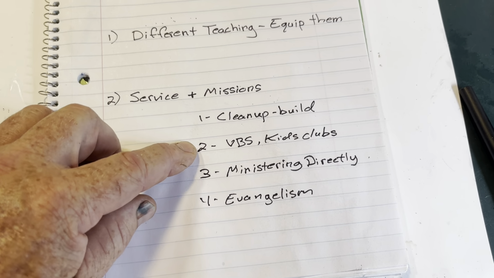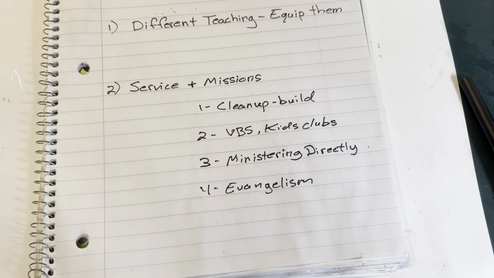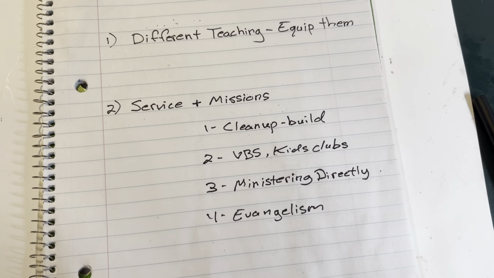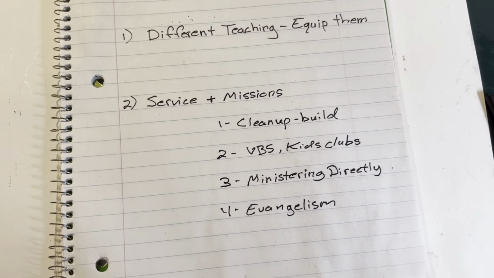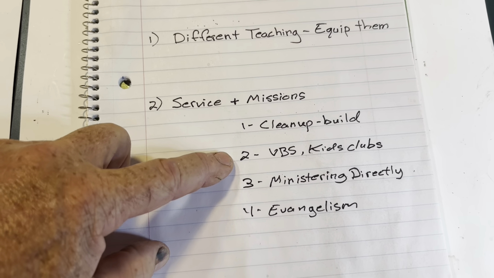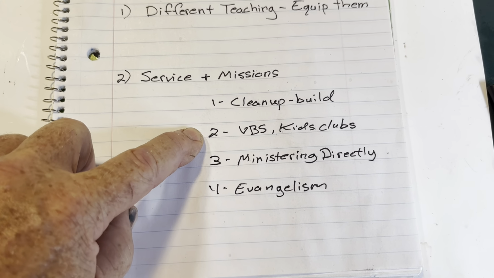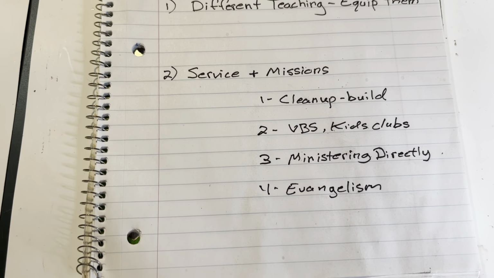Maybe another level is, I'm working on a curriculum, it's mostly fun stuff, and I'm kind of engaging people. But I don't have to share my faith. I'm not really ministering deeply. I'm having fun with them. VBS is a great place to do that. Kids ministry is a great place to do that. Kids clubs during mission trips are a great place to do that.